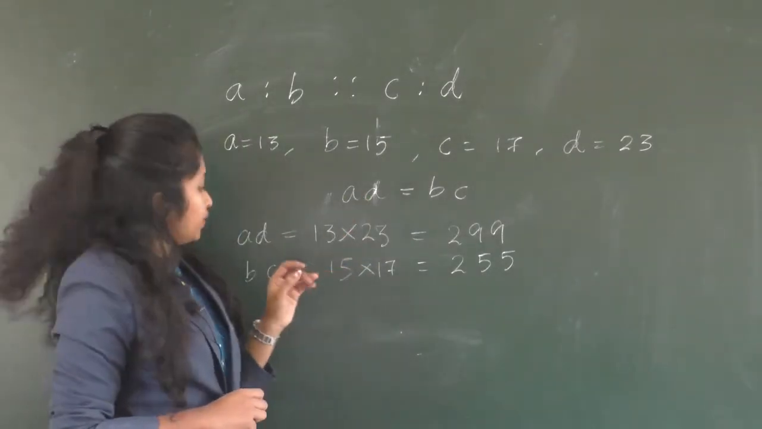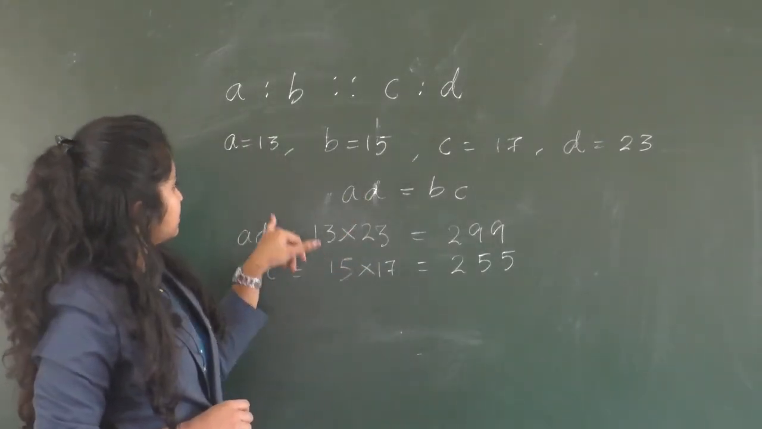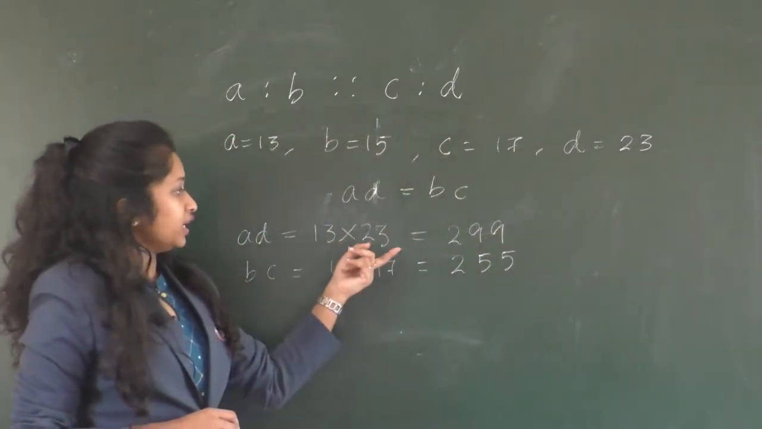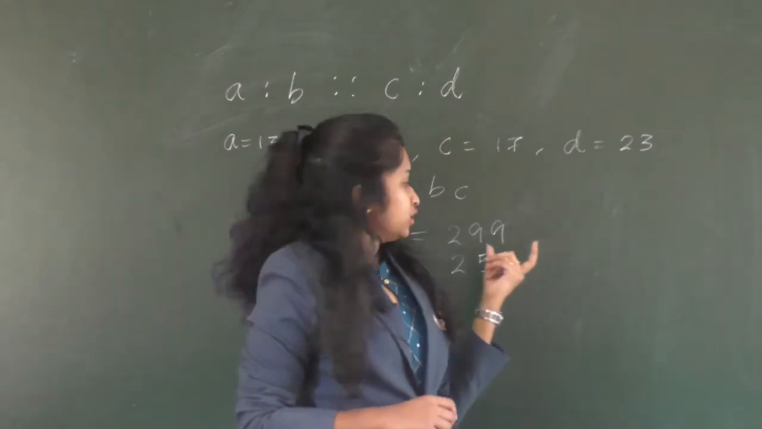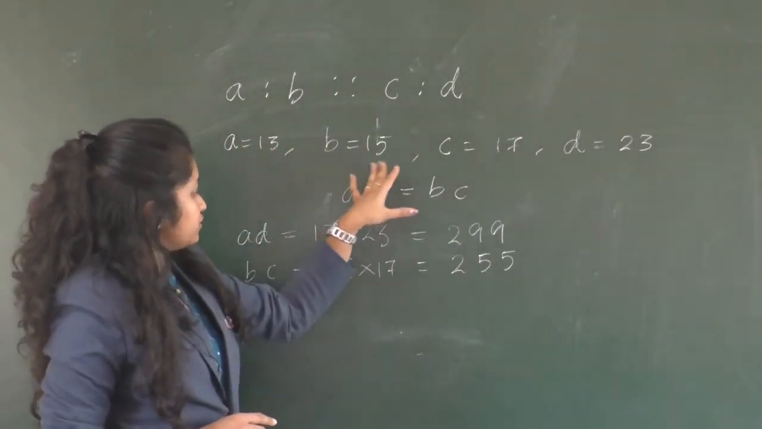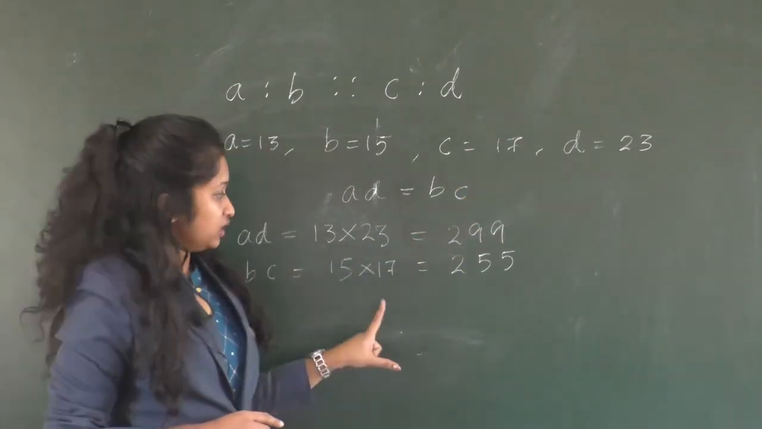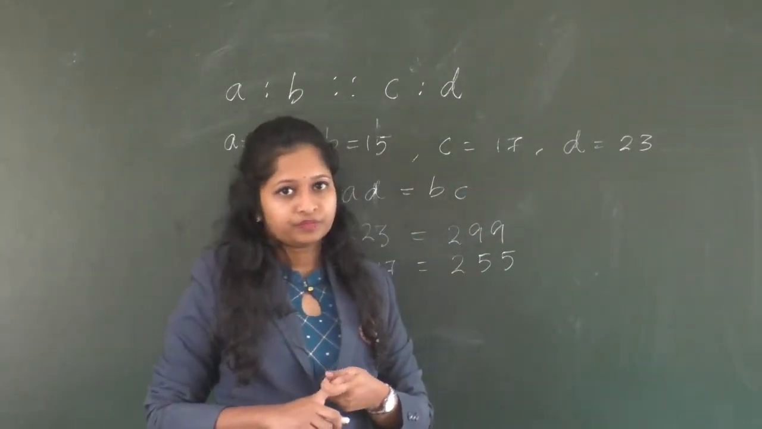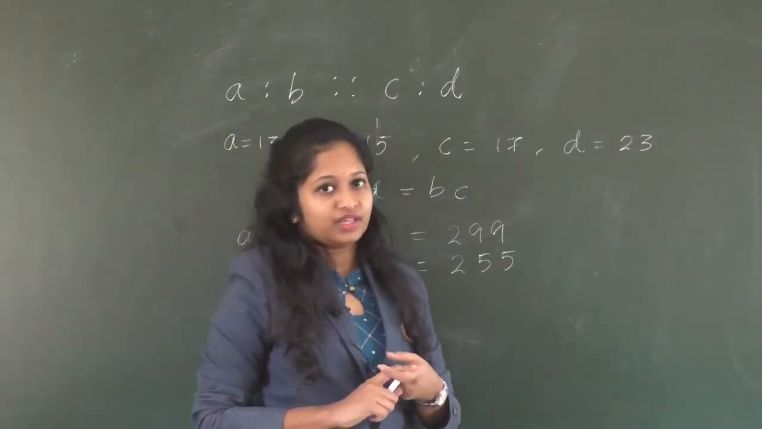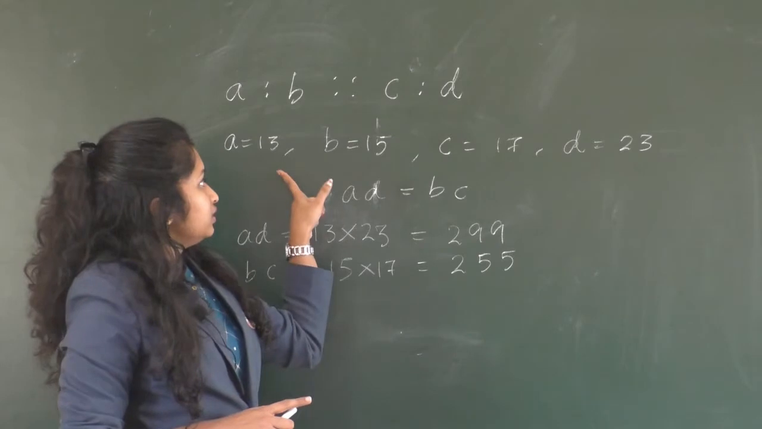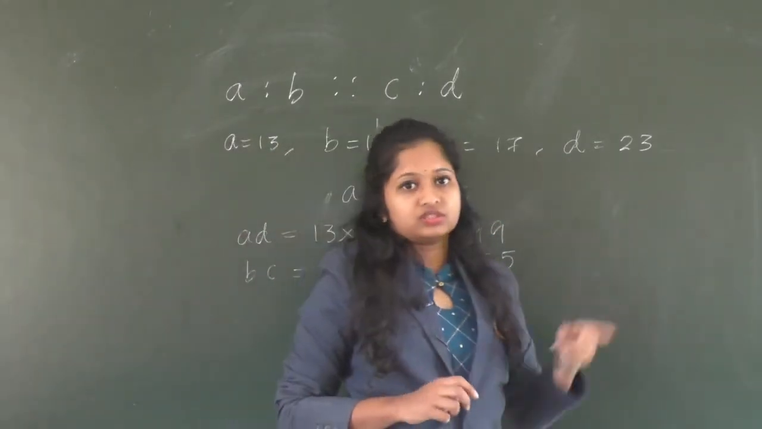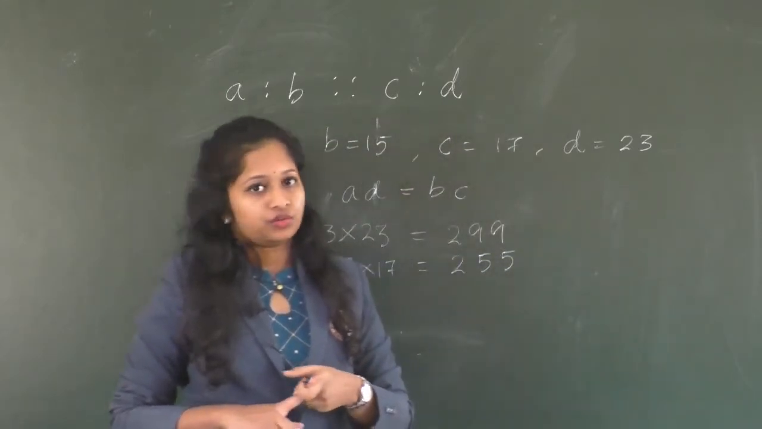Okay? For that, multiply A and D, that is 13 and 23. So, when you multiply 13 and 23, we get 299, and when you multiply 15 and 17, we get 255. See, both these numbers are not equal. That means these numbers, that is 13, 15, 17 and 23 are not in proportion.